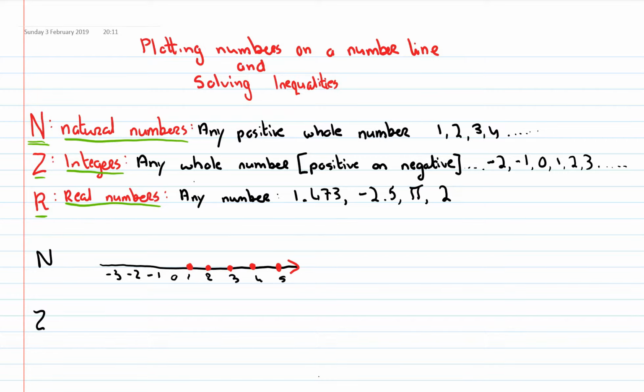Integers then. Again, we have the 0, 1, 2, 3, 4, 5, -1, -2, -3, etc. The integers now are any positive or negative whole number, so I can highlight my -3, -2, -1, 0, 1, 2, 3, 4, 5, and again I can show that they keep going down the way, -4, -5, and they keep going up the way, 5, 6, 7, 8.